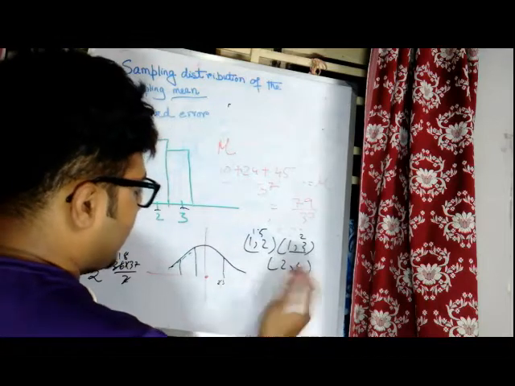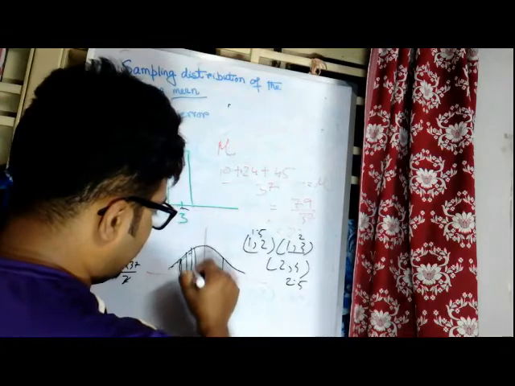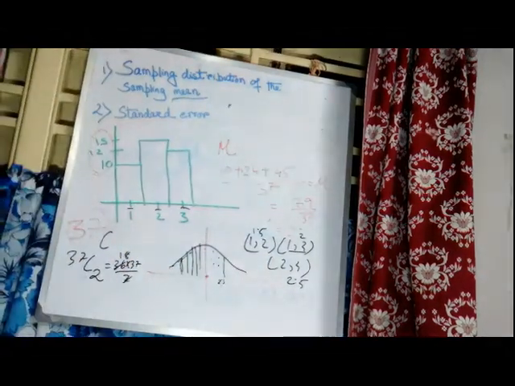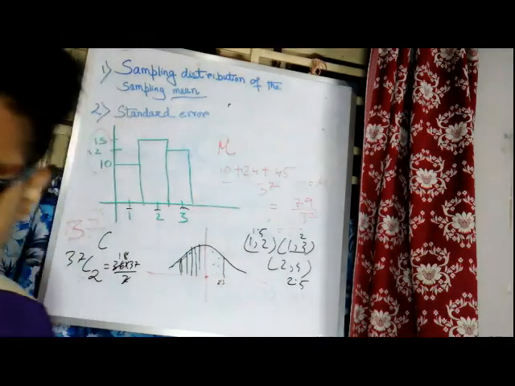This will be 2.5. Again, if you take more samples, then we will get something like this, and the points will be distributed like here. We will get the normal. So this is the practical application of the sampling distribution of the sampling mean.